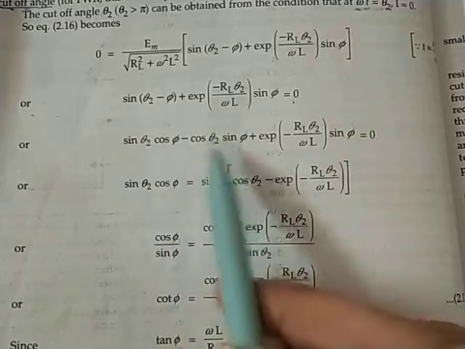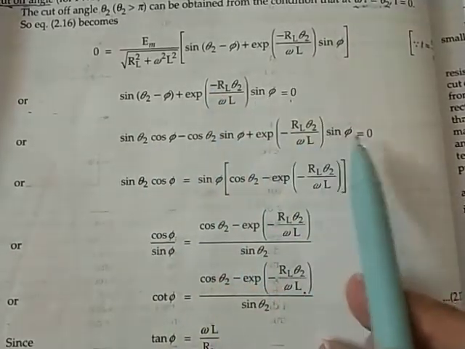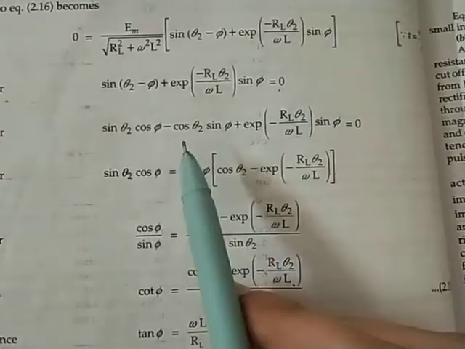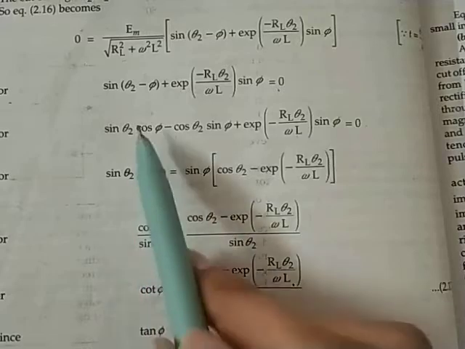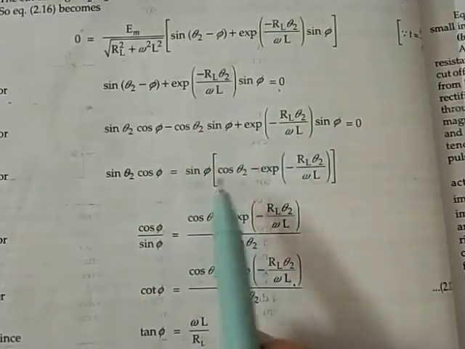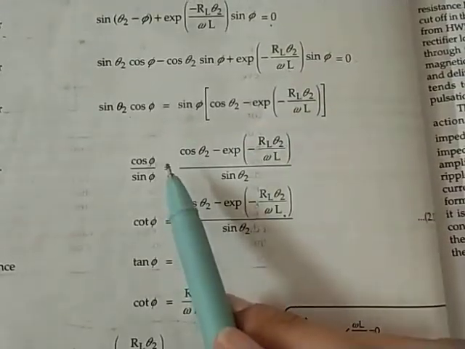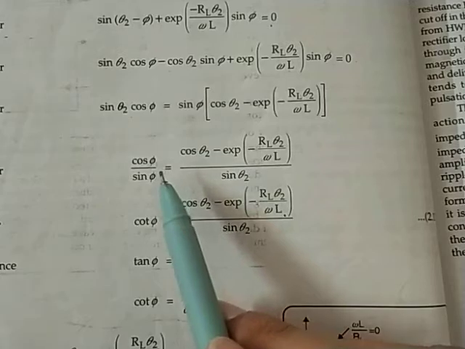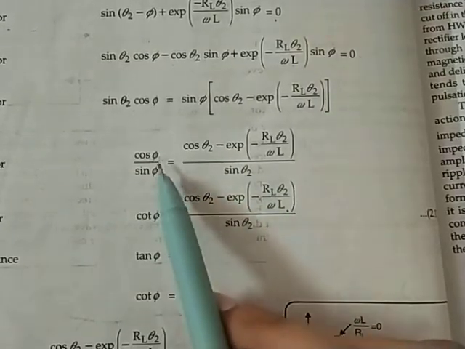So this is what is written here. Plus exponential of this function and sine phi is equal to 0. From these two parts, the theta 2 function is kept here, this part is kept here, and the other parts are written on the right hand side, because we need to calculate the value of phi also. So this is what we have written.